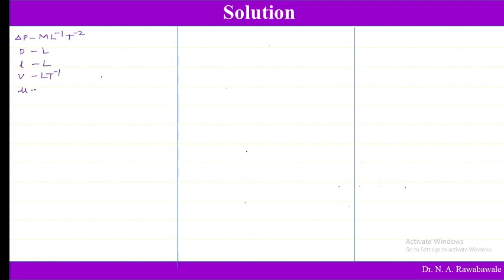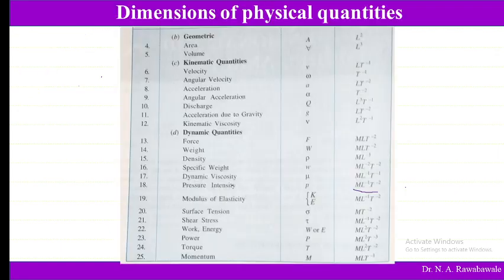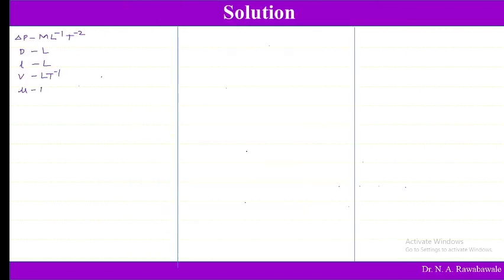Mu, the dimension for mu is M L to the power of -1 T to the power of -1. Then density rho, kg per meter cube, mass, L to the power of -3. So these are the 1, 2, 3, 4, 5, 6 variables we have.